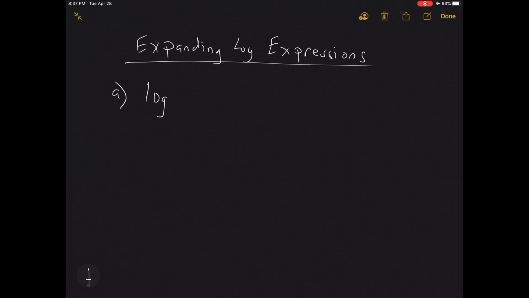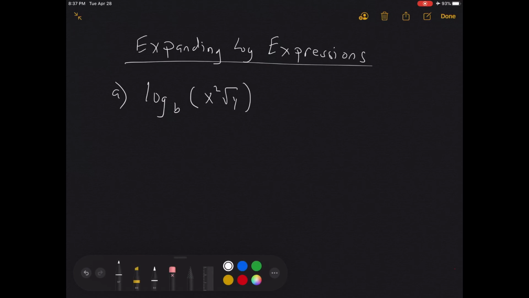So we're going to have the log base b of x squared times the square root of y. And all of that is part of the argument. Okay, so what you have to ask yourself is, first of all, if I want to expand this, how many different things are being multiplied together? Well, I can see I have x squared times the square root of y. Two things being multiplied together. This is going to separate into two separate logs.